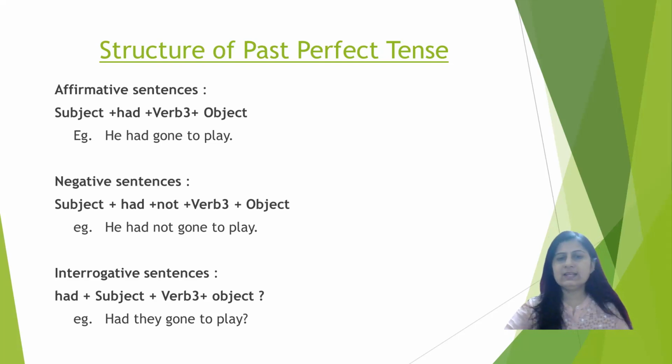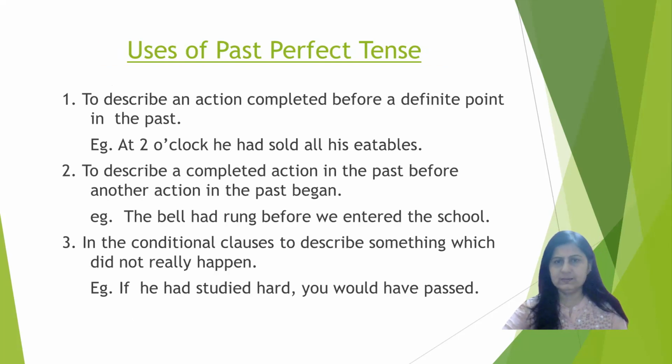Okay, now let us understand where to use past perfect tense. It is used to describe an action completed before a definite point in the past. We are talking about some time in the past, but this action was already over before that time. Like, at 2 o'clock, he had sold all his eatables. Means we are talking about a past time, 2 o'clock. Before this time, the work was already over. He had sold all his eatables by 2 o'clock.